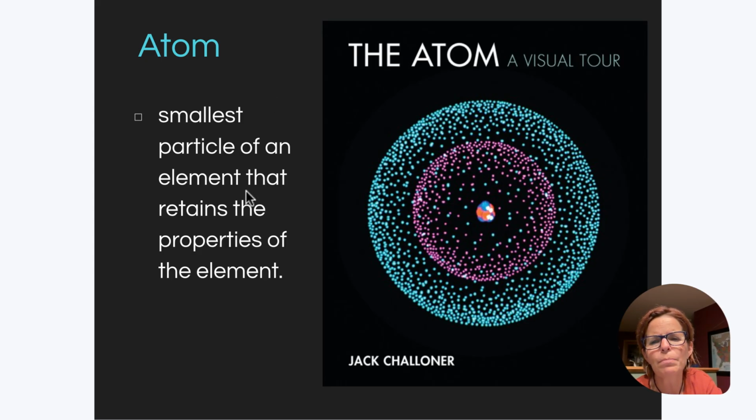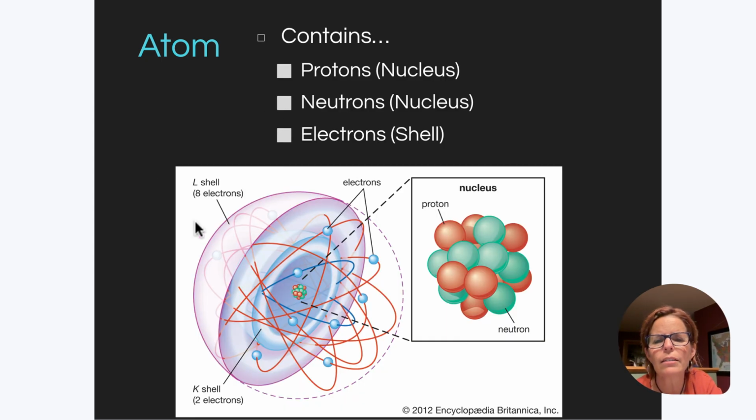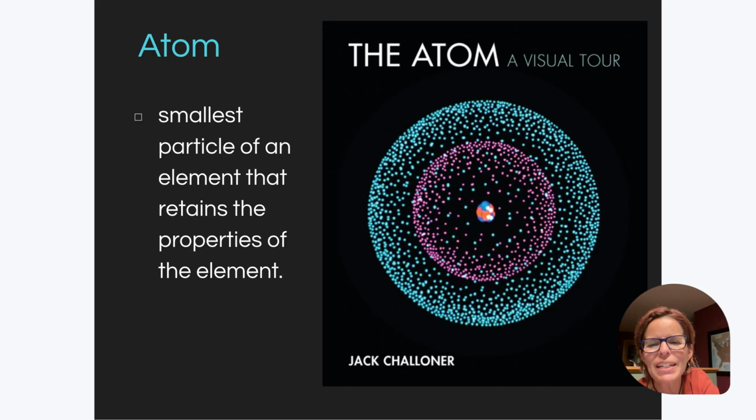Well, remember, an atom is the smallest particle of an element that retains the properties of that element. There are particles that are smaller: protons, neutrons, electrons, and other things that we won't even discuss in this course are smaller than an atom. So what's so special about an atom? Well, an atom has everything necessary to have the properties of that particular element. Well, we'll just go with that.